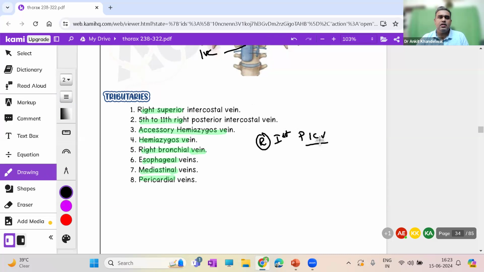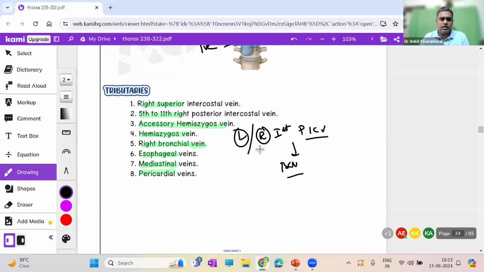posterior intercostal. First is a bit higher up. So where do these drain? They drain to the brachiocephalic. So right first, and not just right, even the left first posterior intercostal. Right and left first posterior intercostal vein, they don't drain into the azygous system entirely. Okay, they drain directly to the brachiocephalic veins. This thing we have to remember.